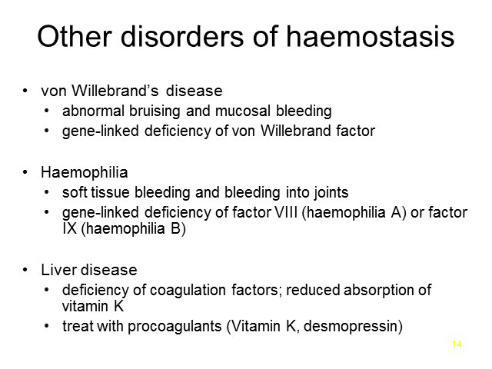I mentioned earlier that some of the factors, for example factor 10, are produced by the liver. Liver disease is a major cause of problems with haemostasis, as you end up with a deficiency of coagulation factors. This can also be due to a reduced absorption of vitamin K. In this case, we treat with procoagulants. By treating with procoagulants such as vitamin K or desmopressin, we can replace those factors that are missing due to the liver disease and help to reduce the risk of bleeding in the patients.